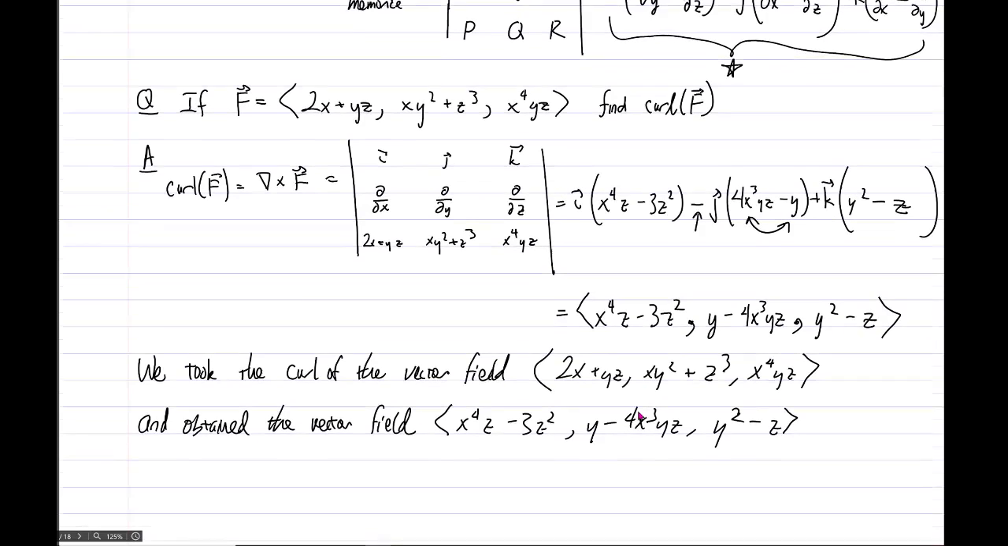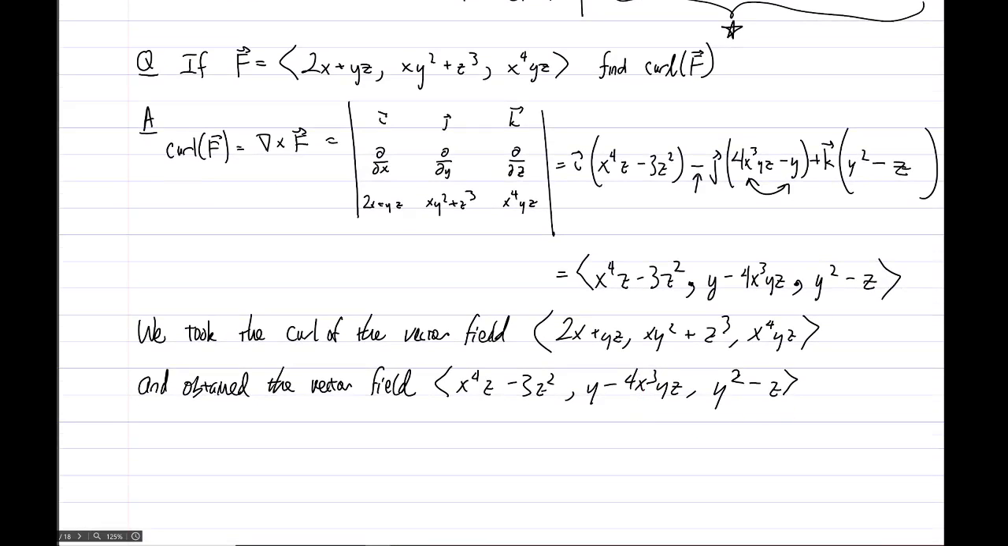The point being, this would happen in general, right? It wouldn't be special just for this one. So the one key thing to note here is that the curl of a vector field is a vector field.